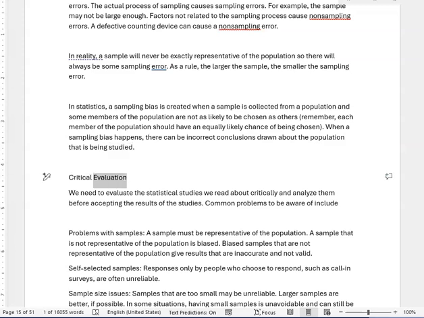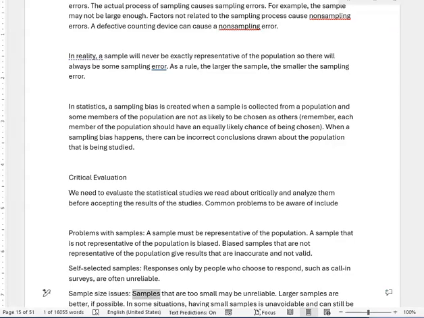Critical evaluation. We need to evaluate the statistical studies we read about critically and analyze them before accepting the results of the studies. Common problems to be aware of include problems with samples. A sample must be representative of the population. A sample that is not representative of the population is biased. Biased samples that are not representative of the population give results that are inaccurate and not valid. Self-selected samples, responses only by people who choose to respond, such as call-in surveys, are often unreliable.